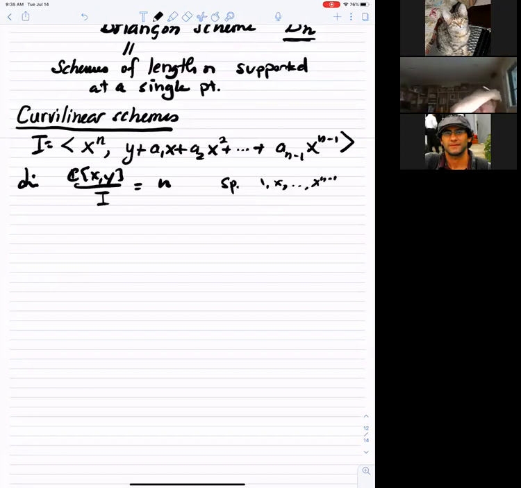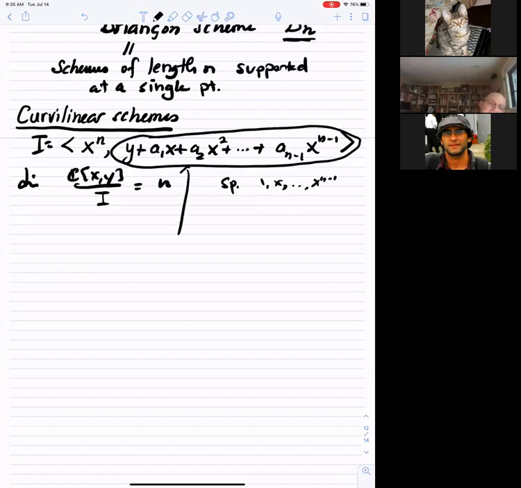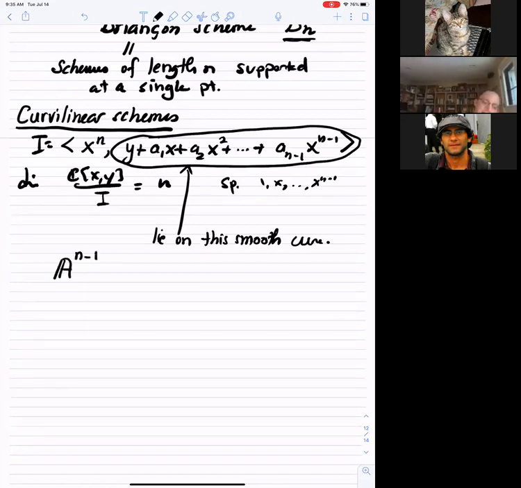All right, so these things are called curvilinear schemes simply because they lie on a smooth curve. So these are schemes that lie on a smooth curve. And it's relatively easy to understand this. I can parameterize these by just giving you the coefficients a1, a2, all the way to a_{n-1}. So you see that these curvilinear schemes are really parameterized by an affine n minus 1 space.